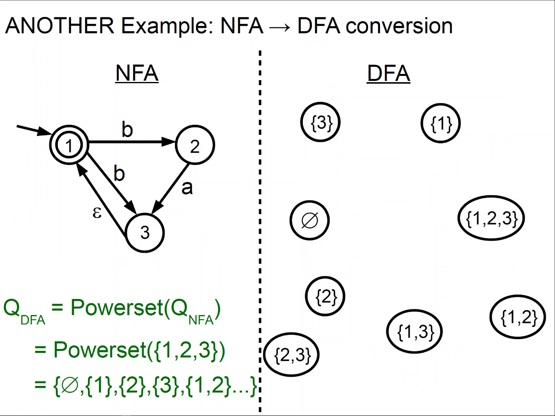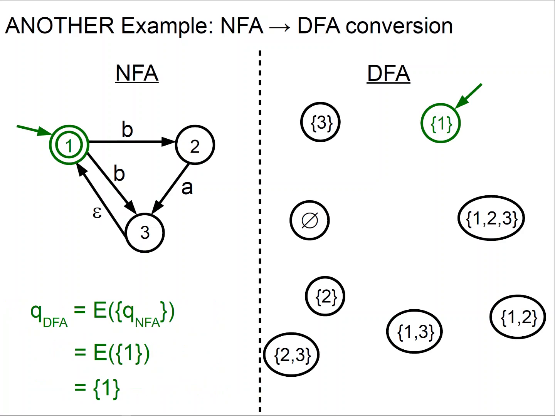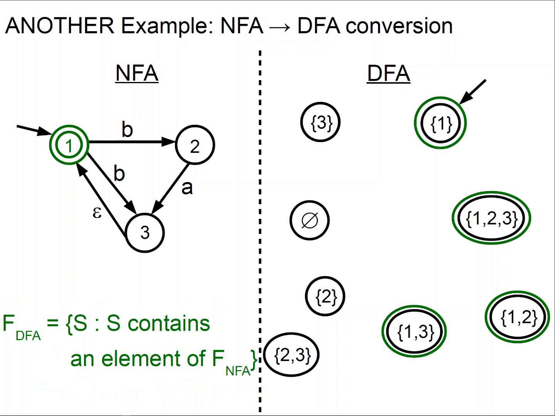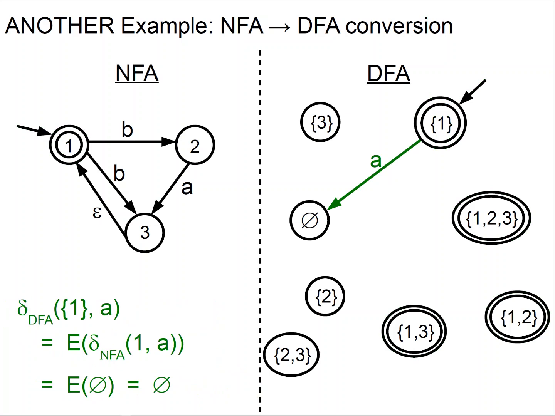Let's do another example of an NFA to DFA conversion, with another three-state NFA written on the left. Again, the set of states in the DFA is a power set. The start state is the epsilon closure of 1, which is just {1}. I'm going to say 1 for the set containing 1, for simplicity. The accept states are those that contain 1, like before. Let's start to put some transitions. If you read an A from 1, you go to the empty set. What happens if you read a B?